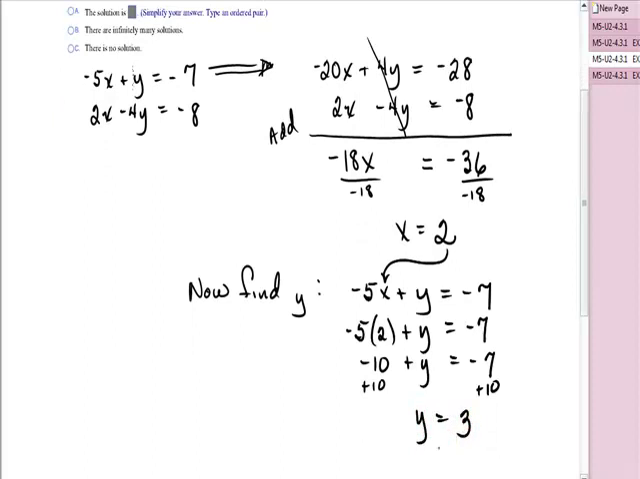All right, I've solved the system. I have an ordered pair solution. The ordered pair is 2, 3, and that's what I would type in to the blank.